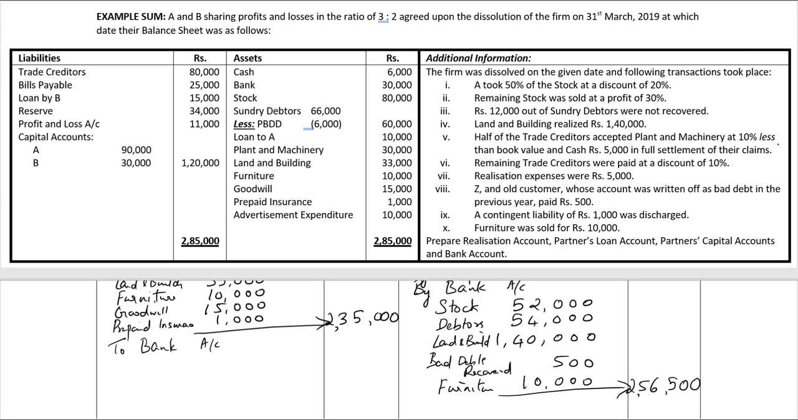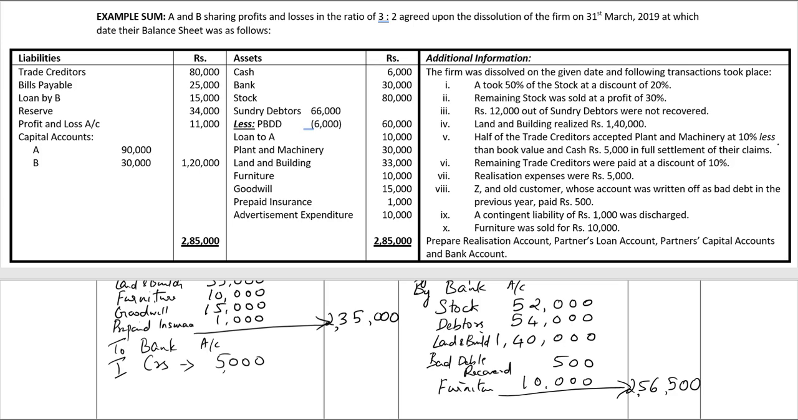It says half of the trade creditors accepted plant and machinery at 10% less than book value and cash rupees 5,000 in full settlement of their claims. So half of the trade creditors have been discharged by taking over an asset for which there will be no entry. But however, for the payment of rupees 5,000 in cash for the creditors, you will have an entry. So realization to bank for 5,000 rupees. This is the first part, half of the creditors.